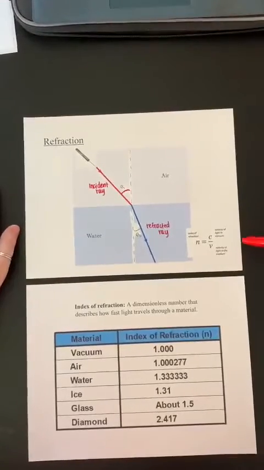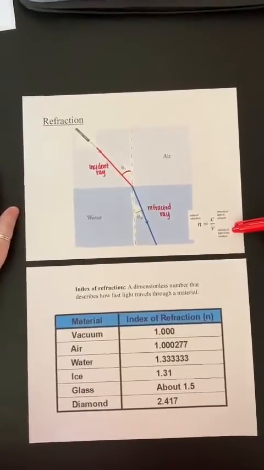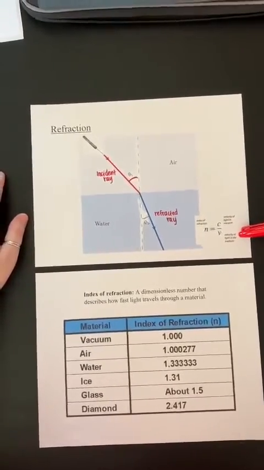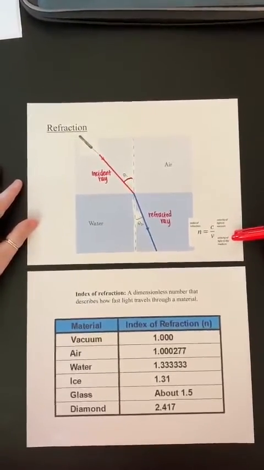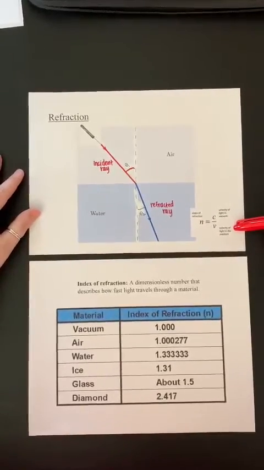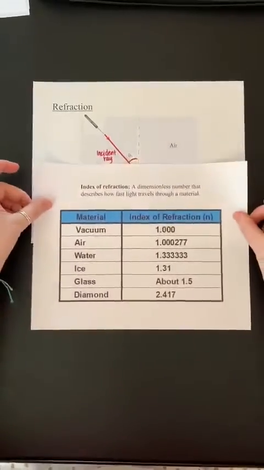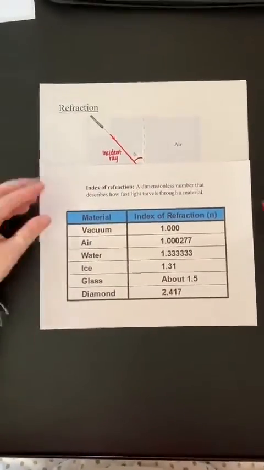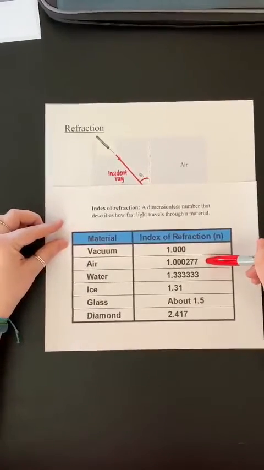I would like to point out the equation that I have at the bottom of this page. It is the equation for the index of refraction. The index of refraction, simply put, is how easily light rays travel through a material. The greater the index of refraction, the more the light ray will bend when it travels through the material. Here is a table showing you the index of refraction for some common items. The index of refraction for air is very close to 1.